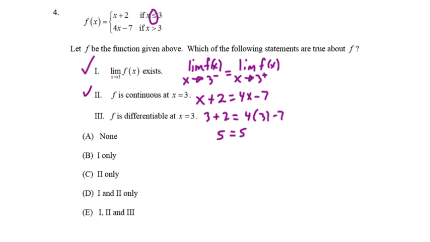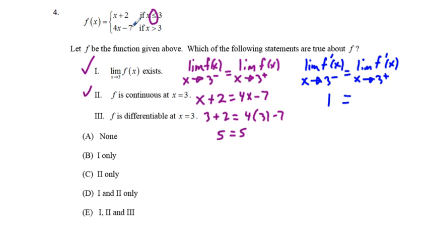And so the only thing we're really lacking is this last piece here, which is for differentiability. And to do that, we do the same as for continuity, but we say the limit as x approaches 3 from the left side, not of f, but of f prime of x, equals the limit as x approaches 3 from the right side of f prime of x. So we're going to take the first derivative of each side. Well, the left side is x plus 2. The derivative of that is 1. The right side is 4x minus 7. The derivative of that is 4.